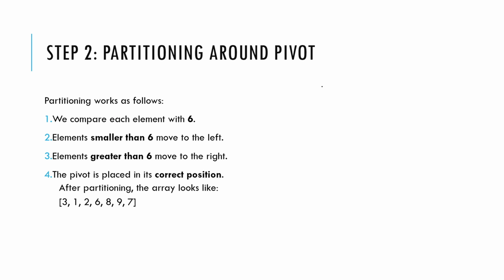Partitioning around the pivot is the second step. Partitioning works as follows. We compare each element with the pivot. Elements smaller than 6 move to the left. Elements greater than 6 move to the right. So the pivot is placed in the correct position. After partitioning, the array looks like this: the elements that are smaller than 6 and the elements that are greater than 6.